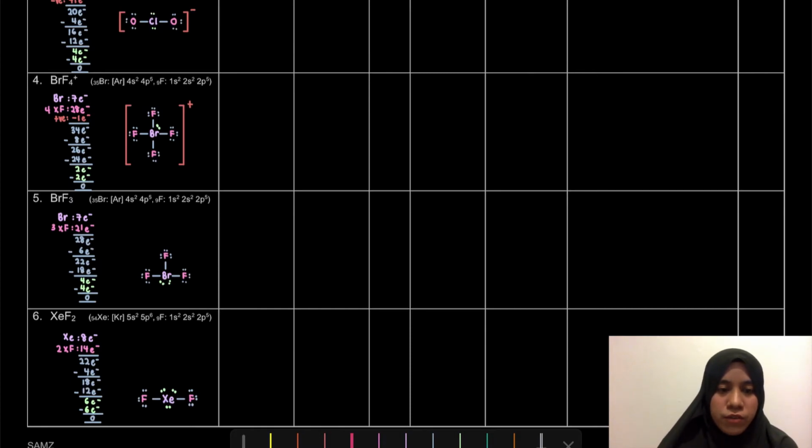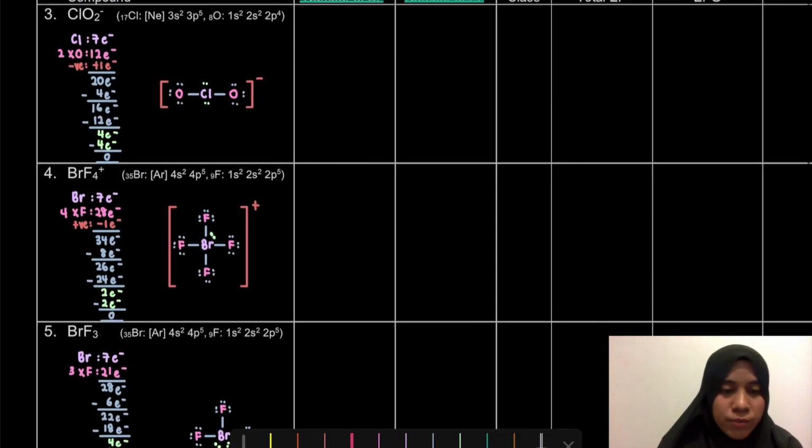The last case that we're going to look at is actually ClO₂-. Remember that for the case of ClO₂-, because of the presence of negative charge, you're going to add 1 electron. And once you draw the Lewis structure, make sure you have your square bracket and then the negative sign. Okay, so sekarang ni central kita is our chlorine.